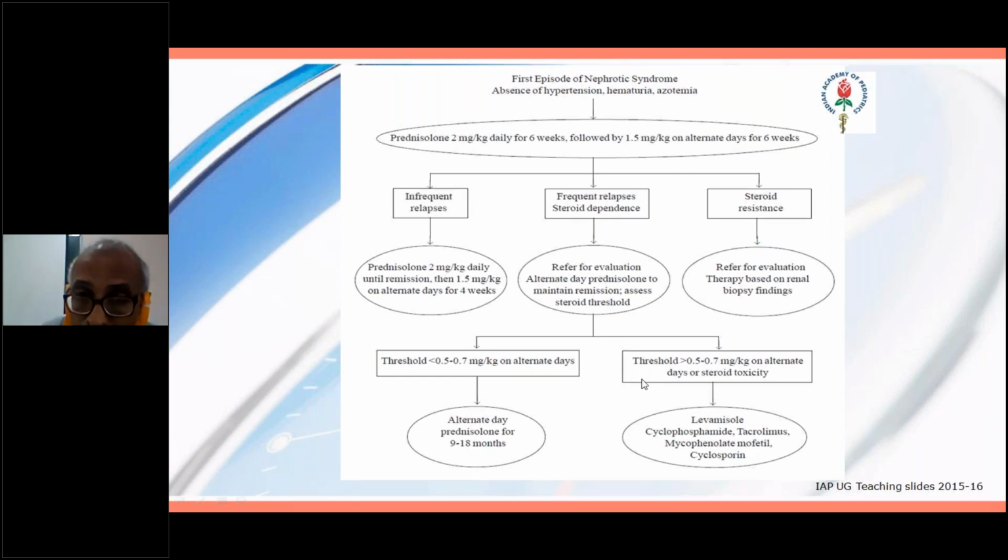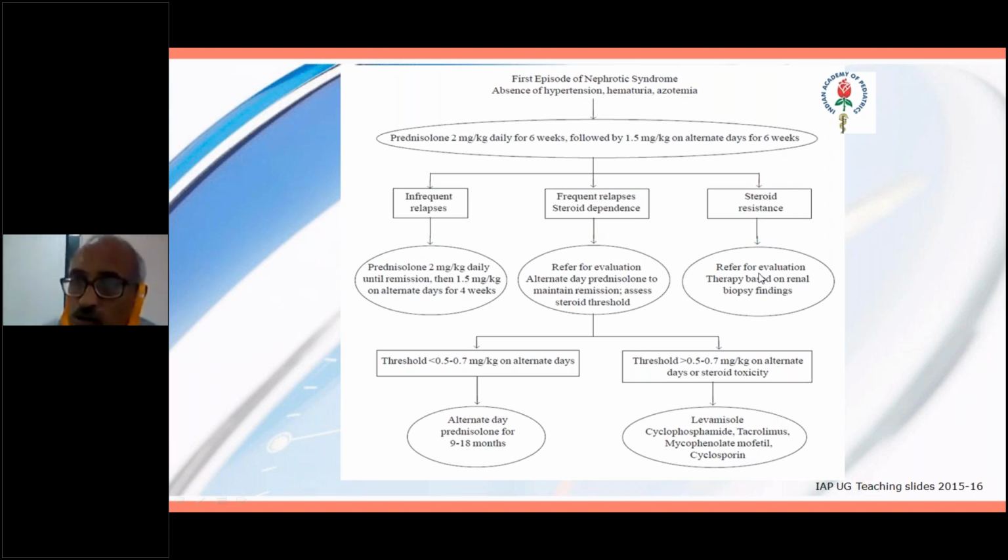But if the alternate day prednisolone dose is more than 0.5 to 0.7, that is called high threshold, and therapy is necessary. They are demanding even 1 milligram per day, which you may have to give. In such cases, prednisolone alone is dangerous because of adverse effects. In addition to prednisolone, you have to add other drugs like levamisole, cyclophosphamide, mycophenolate, and cyclosporine. These are what we call the alternative drugs.